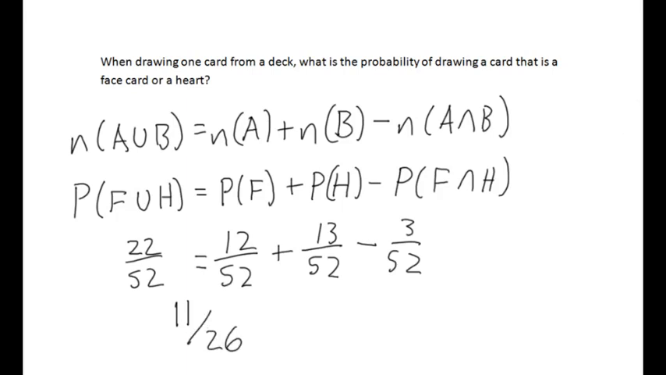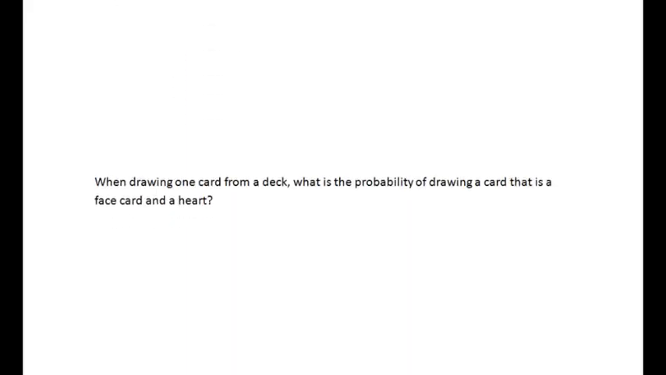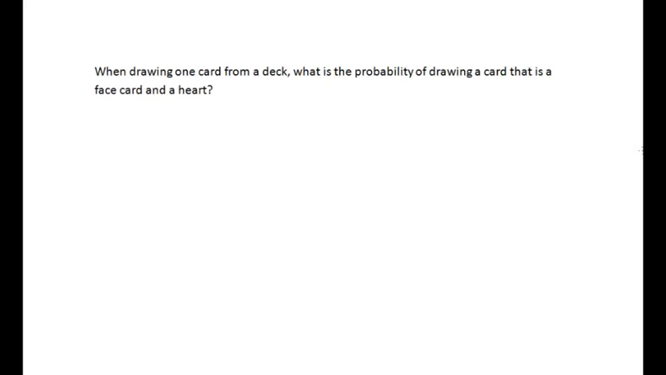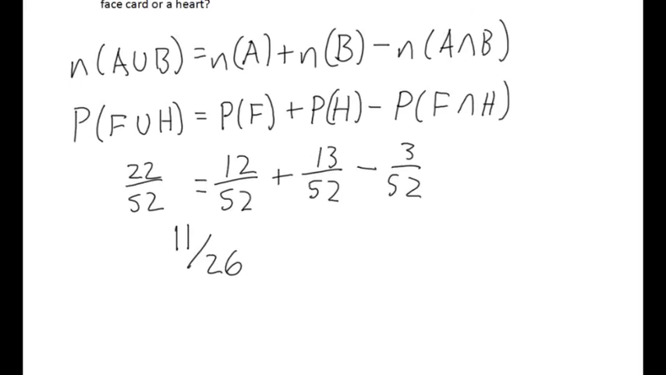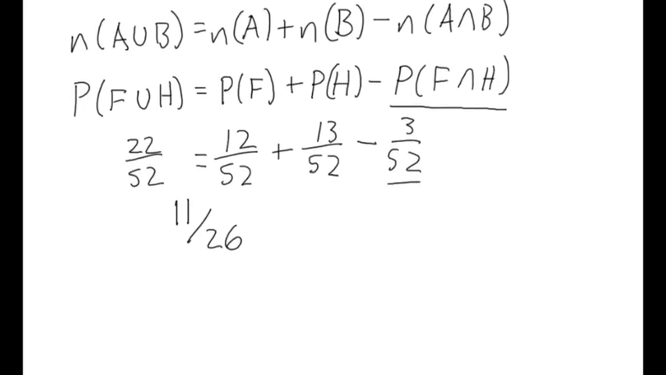Let's look at another problem. When drawing one card from a deck, what is the probability of drawing a card that is a face card and a heart? So if we look back at the problem we just did, face card and a heart, we actually figured that out. That was just this part right here, face card and a heart, and that was 3/52. Those were those 3 cards that we added twice. So in this case, we're just looking for the cards that are face cards and hearts, and so that would be the Jack, the Queen, and the King of Hearts. Just 3 out of the 52.